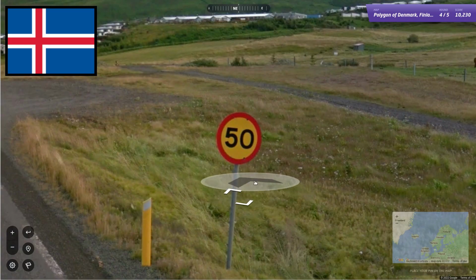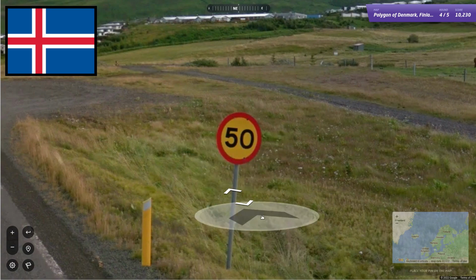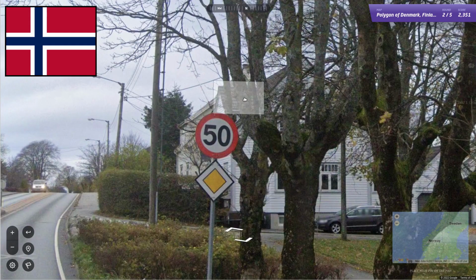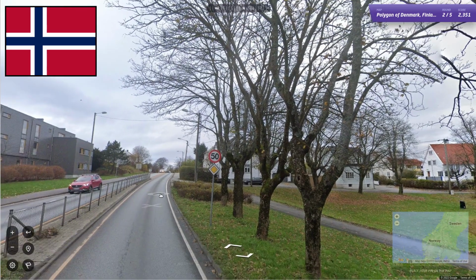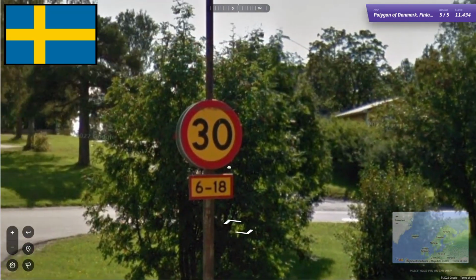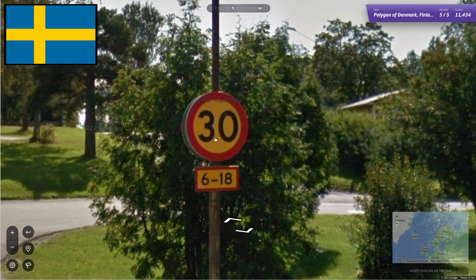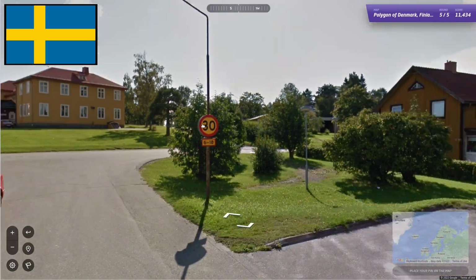The Icelandic version is quite similar to the Swedish one, round 0 and yellow background. Norwegian style of speed limit sign has white background, and white background is used in Denmark too. And this is the Swedish one. It has yellow background like in Finland, but this number 0 is like an oval. In Finland, these sides are straight up and down, so the font is different.